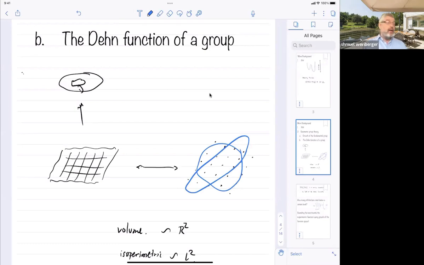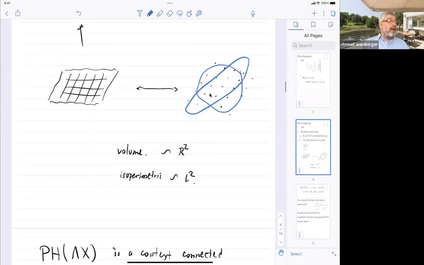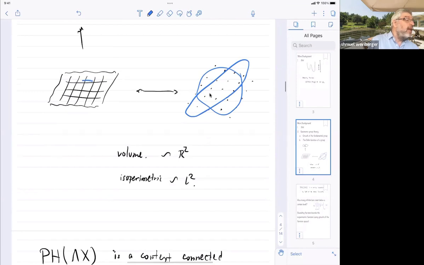Okay, now there's also an isoperimetric inequality, which is a little easier to see on the left-hand side. If I take any closed curve on the left-hand side, it bounds something. It doesn't fill everything. It bounds something whose area is at most L squared. I mean, L squared is the best you can do for all things of length L.